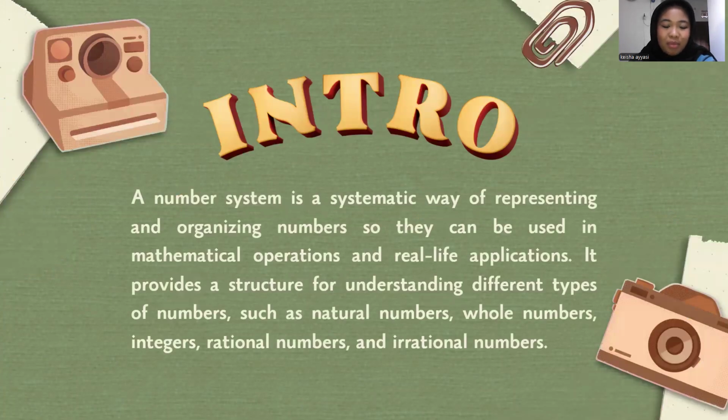So, what are number systems? A number system is basically a systematic way of representing and organizing numbers so they can be used in mathematical operations and real-life applications. It provides a structure for understanding different types of numbers, such as natural numbers, whole numbers, integers, rational numbers, and irrational numbers.